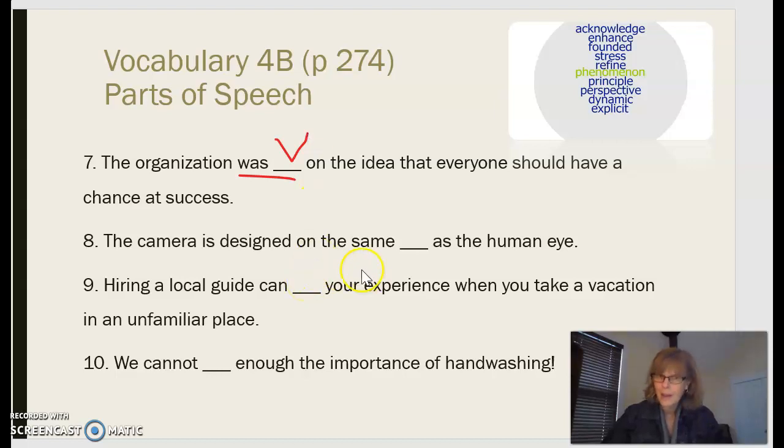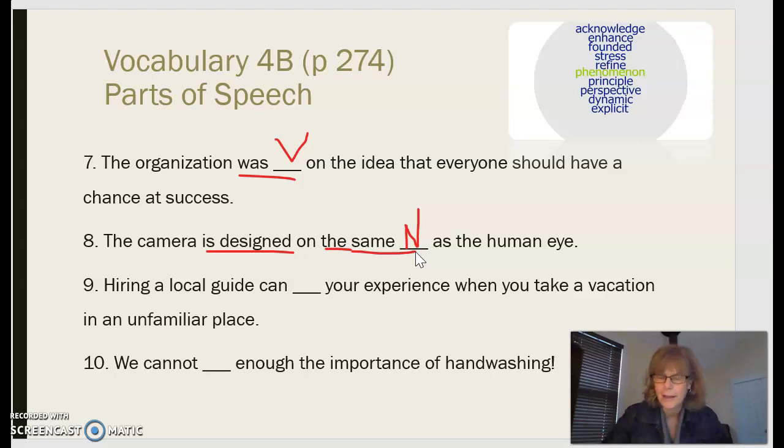Number 8, the camera is designed. That's another passive verb, right? And here it's designed on the same something. I need a noun with the. Same is an adjective, the same something as the human eye.